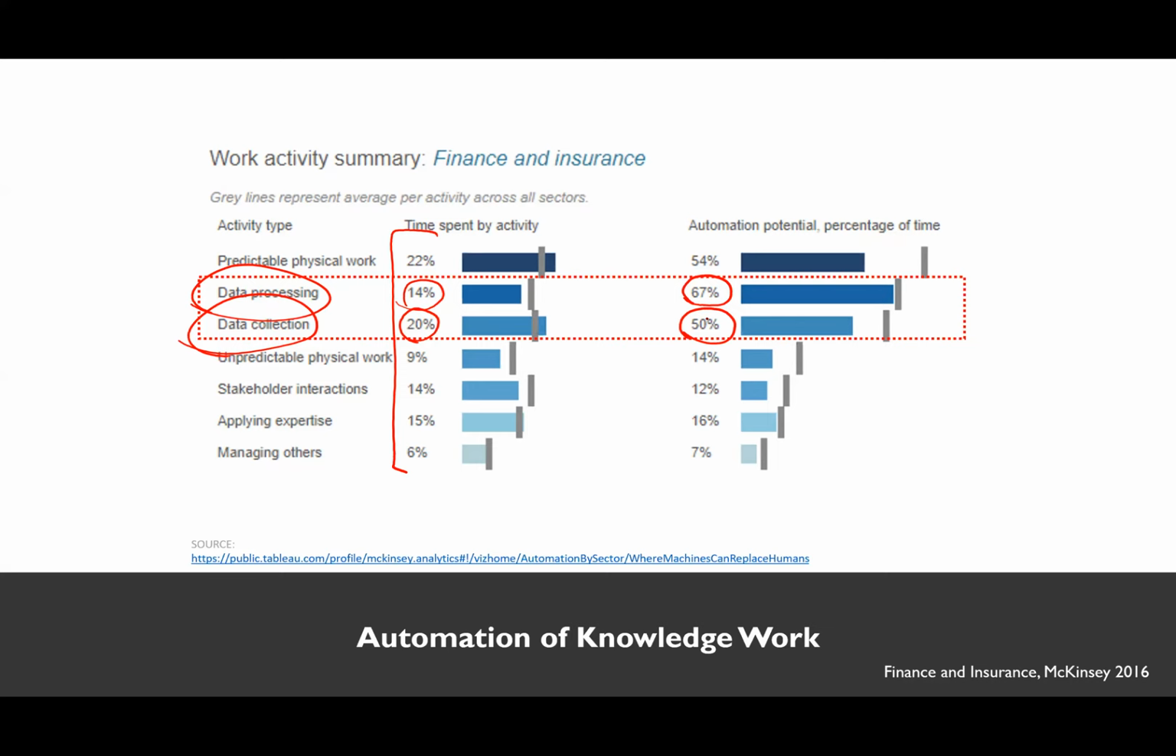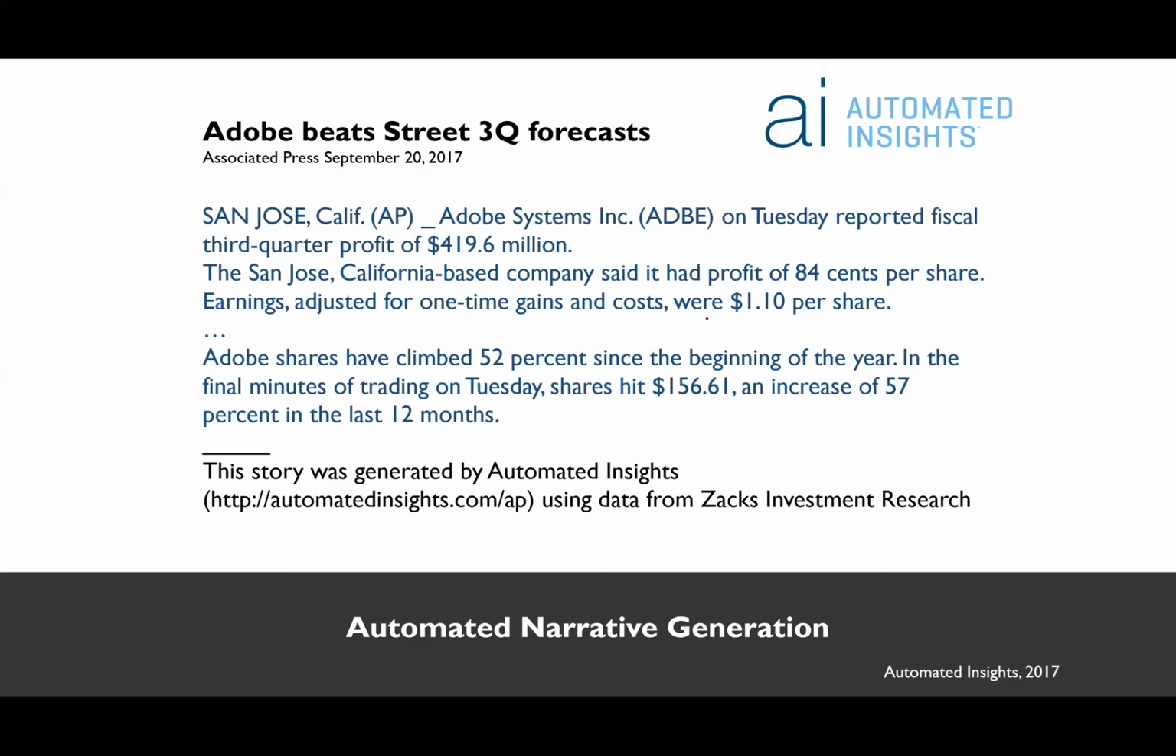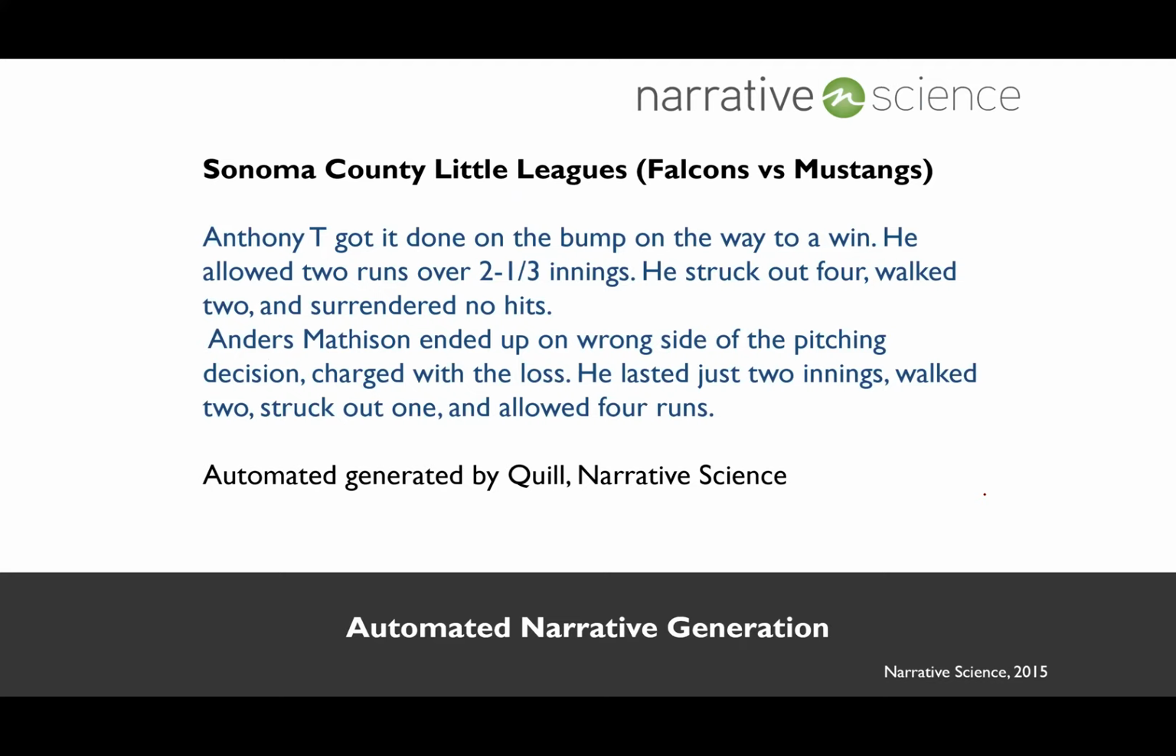And this is a report generated by Automated Insights, right? The Adobe Street third-quarter forecast and Adobe Systems report were generated by Automated Insights, with data collected from the JAG investment. And also Narrative Science generates automated narration for games. So: Sonoma County Little League, Anthony T got it done on the bump on the way to the win. He allowed two runs over two and two-thirds innings and struck out four and so on. So this is automatically generated, right?